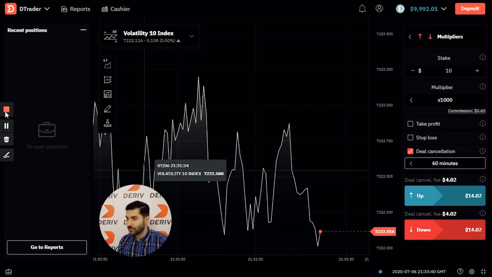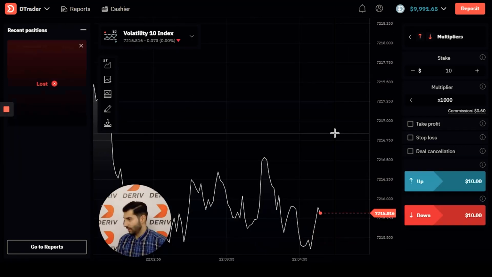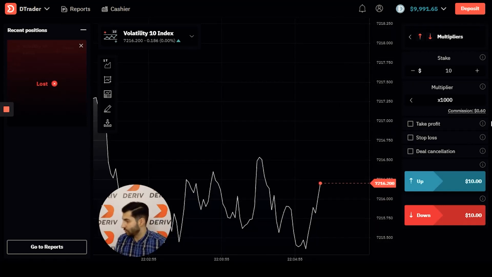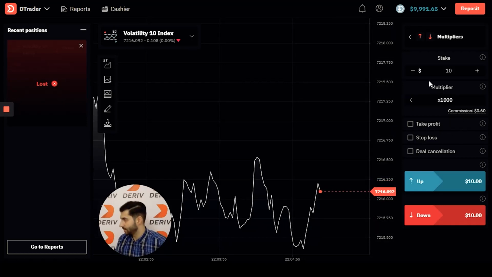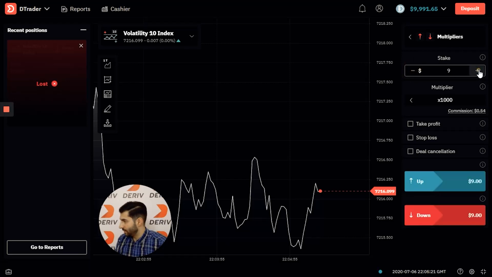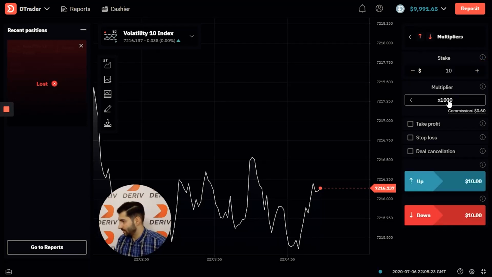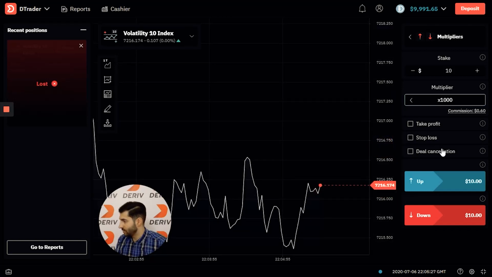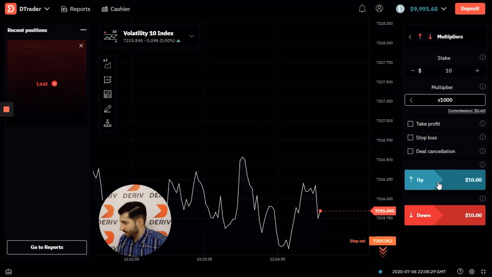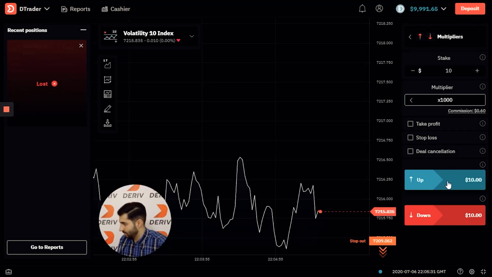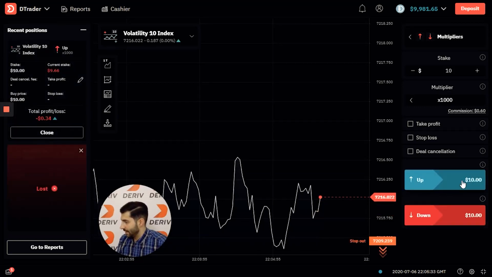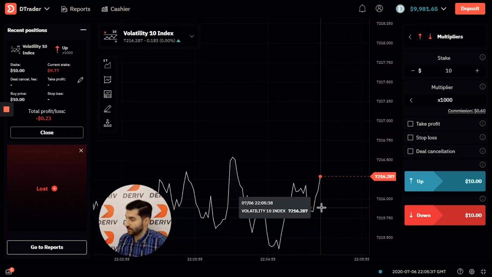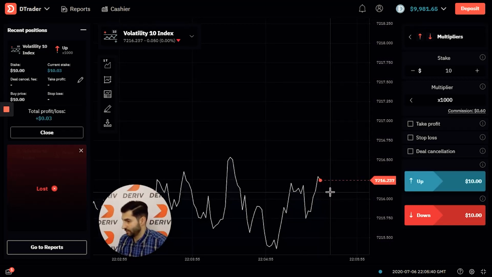Next, we will move on to setting up a few actual trades. Okay, so let's start off by purchasing a contract without any additional features turned on. Let's keep it simple. Over here, I'm going to select $10 as my stake, and we're going to leave the multiplier at 1,000. I'm going to select an up contract for $10. So having selected an up contract, what does that mean? It means that if the market price moves up, I will earn a profit.